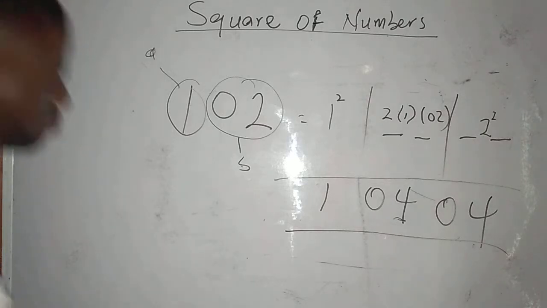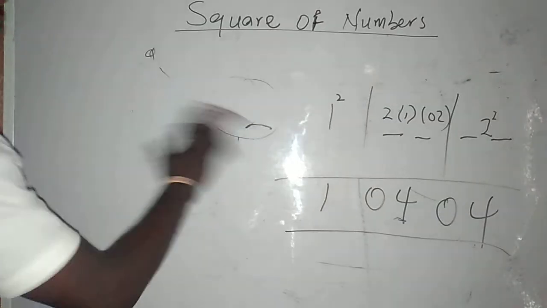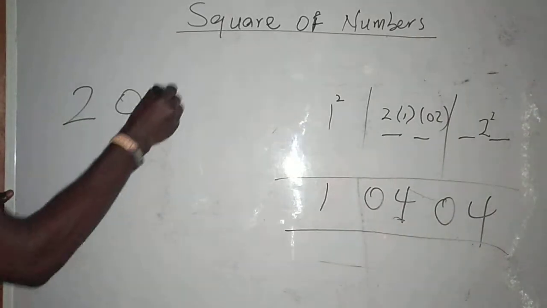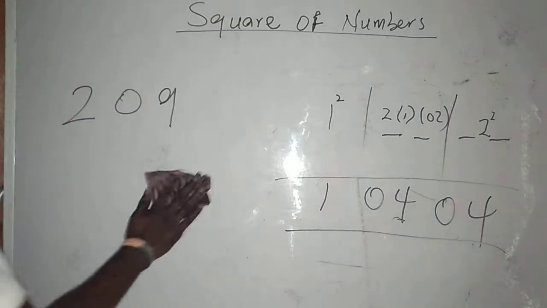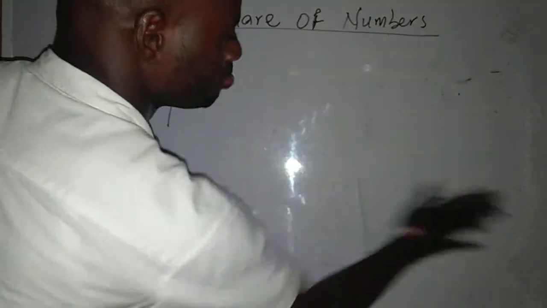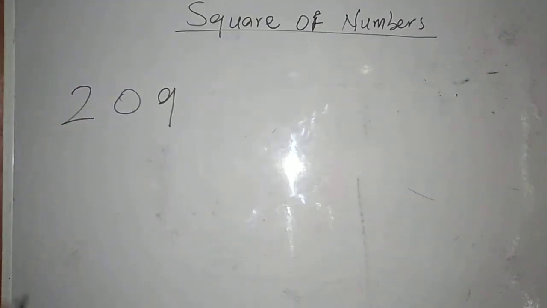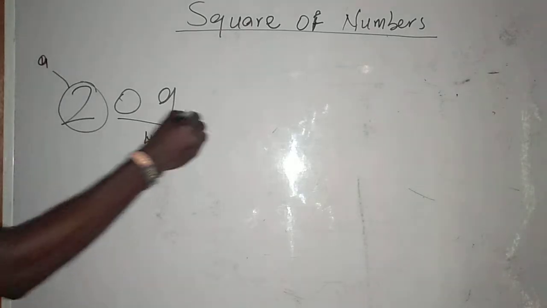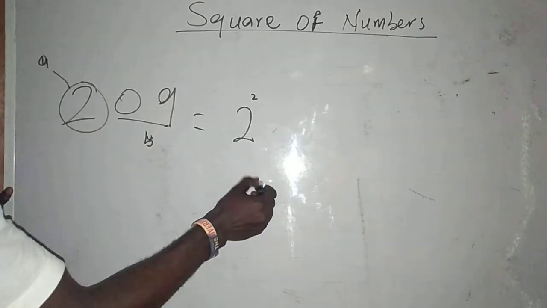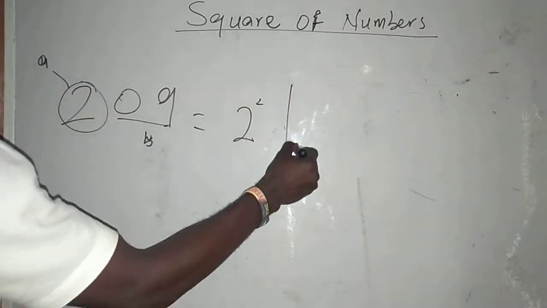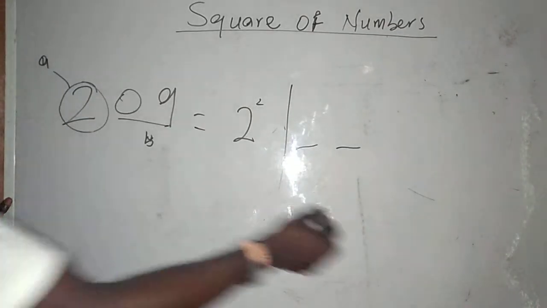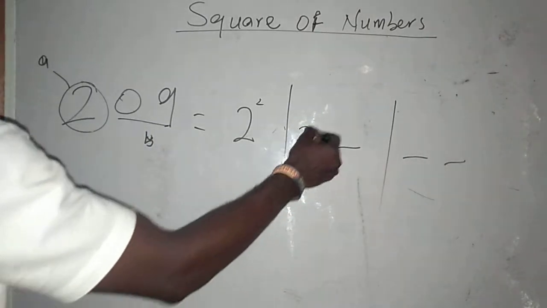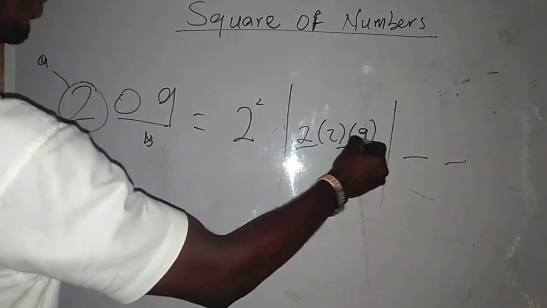Now, okay, let me give more examples on this. If I have 209, for instance, 209. The same way, I can call this one B, I will call this one A, which I have the first number squared, 1, 2, because of 3 numbers there. Now, it means 2, bracket of 2, bracket of 9, which is 09.